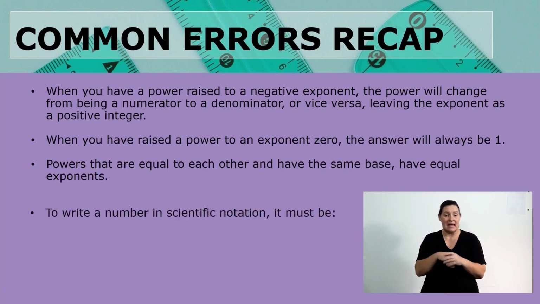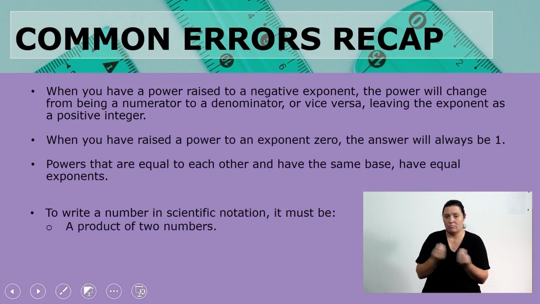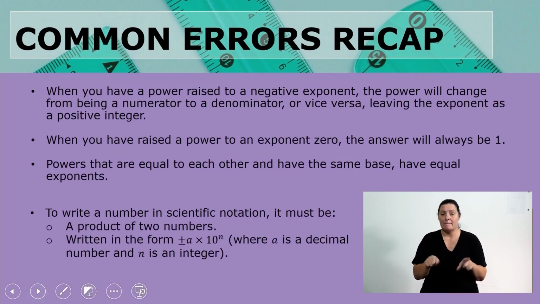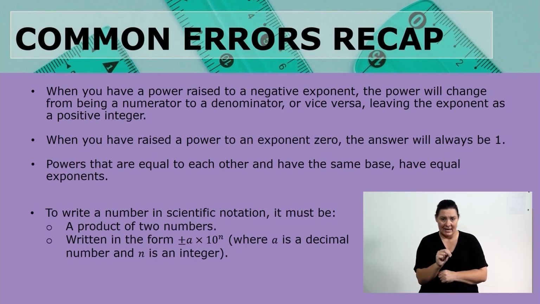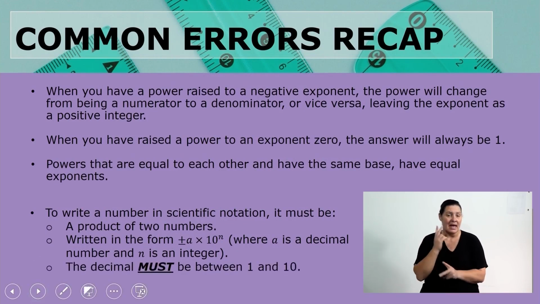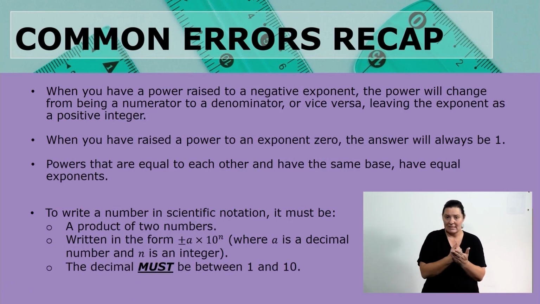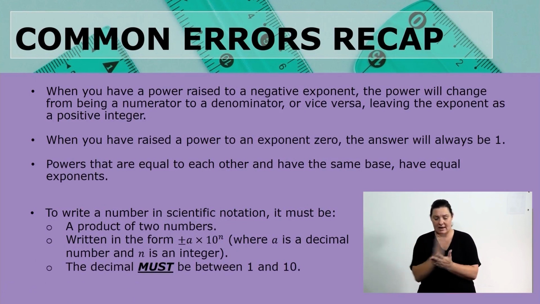And to write a number in scientific notation, it must be a product of two numbers. It must be written in the form plus or minus a multiplied by 10 to the exponent n, where a is a decimal number, and remember that decimal number must be greater or equal to 1 and smaller than 10, and where n is an integer. And again, that decimal must be between 1 and 10.